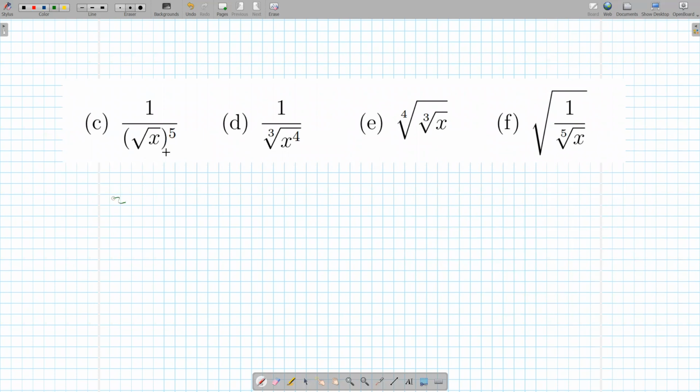Look at this one. C, it's gonna be 1 over x to the power something. What's the exponent? 5 over 2. Yeah, good. What about D? X to the power of 4 over 3. Right. Now E is complicated.